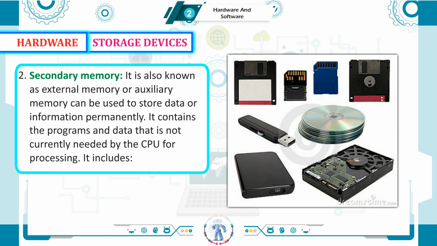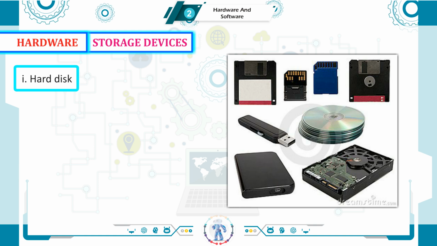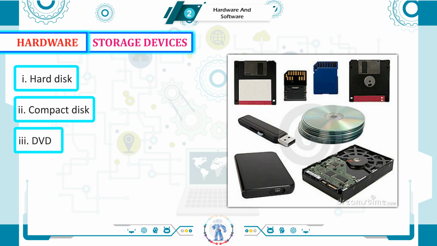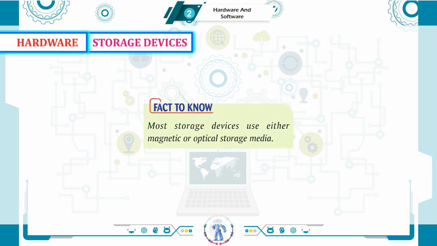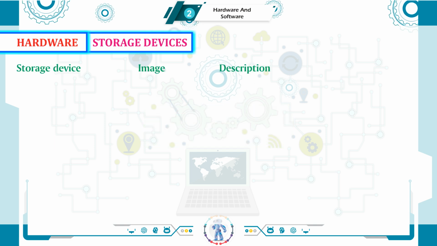2. Secondary memory. It is also known as external memory or auxiliary memory, and can be used to store data or information permanently. It contains the programs and data that are not currently needed by the CPU for processing. It includes 1. Hard disk, 2. Compact disk, 3. DVD, 4. Pen drive, etc. Fact to know: most storage devices use either magnetic or optical storage media.